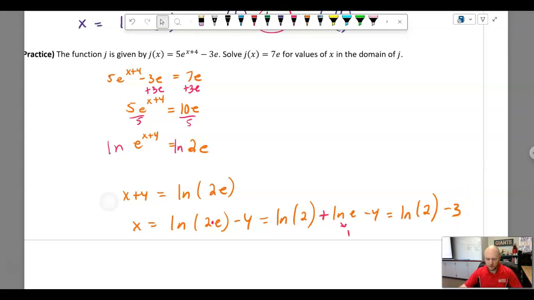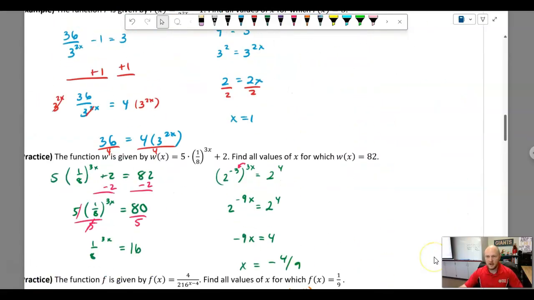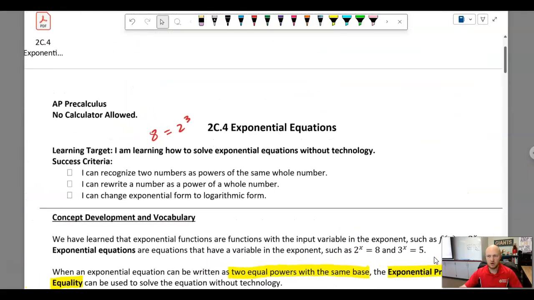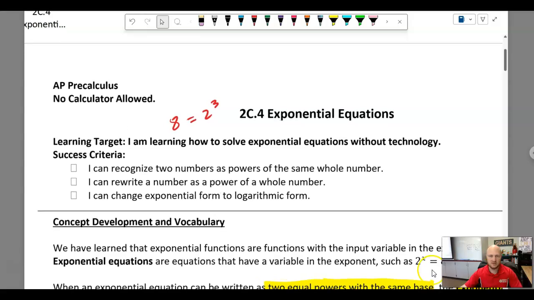Okay, hopefully in this video you were able to use inverse operations in order to solve exponential equations, and in the previous video you could solve exponential equations using the property of equality.